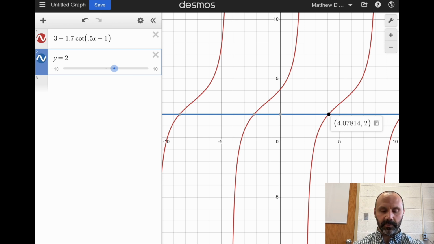Again, it's really simple in the calculator. You just put them both in there and you look for the points of intersection. You can just click on them and it gives you the coordinates. So that's it. That's the last example for this lesson.